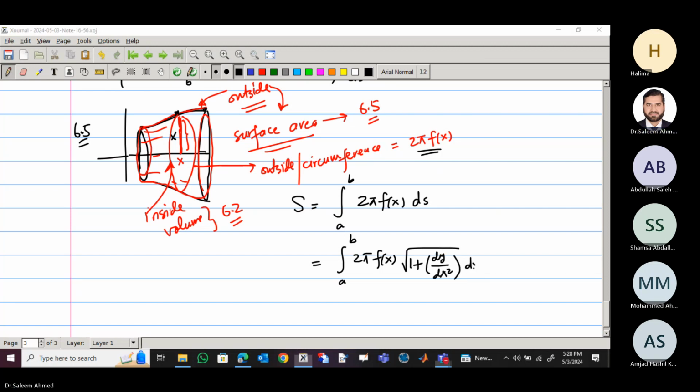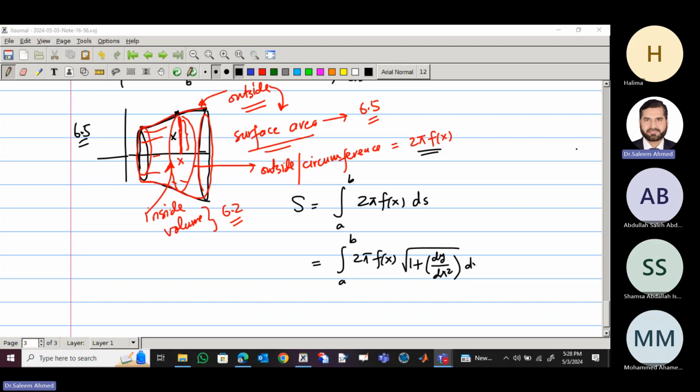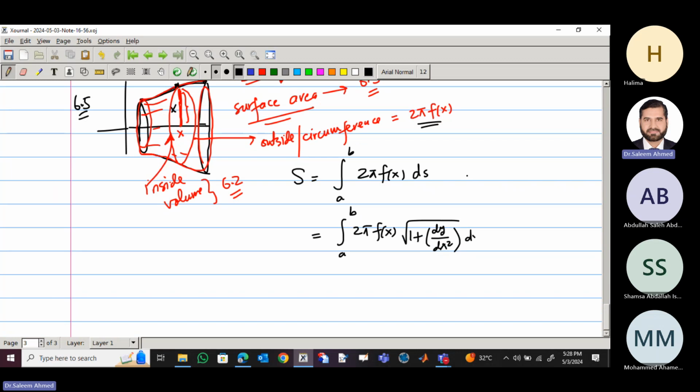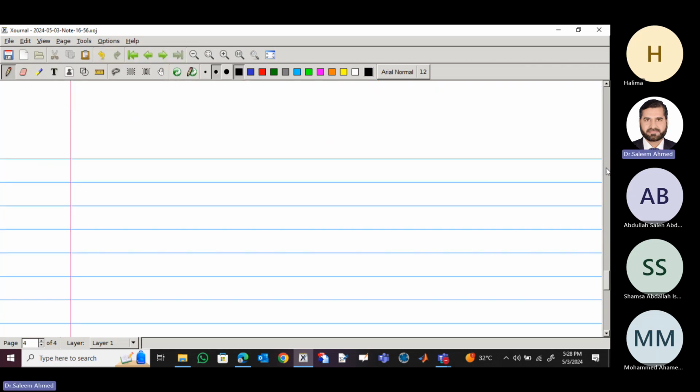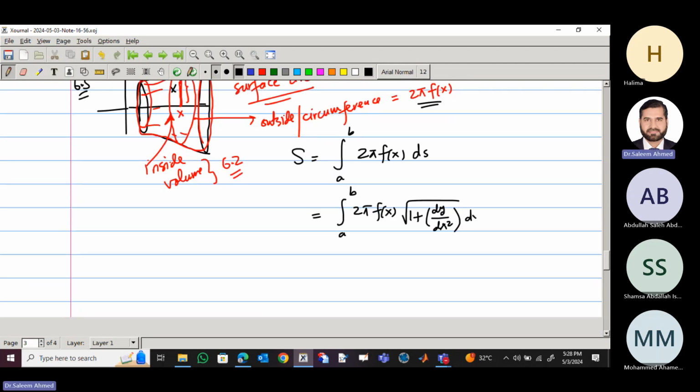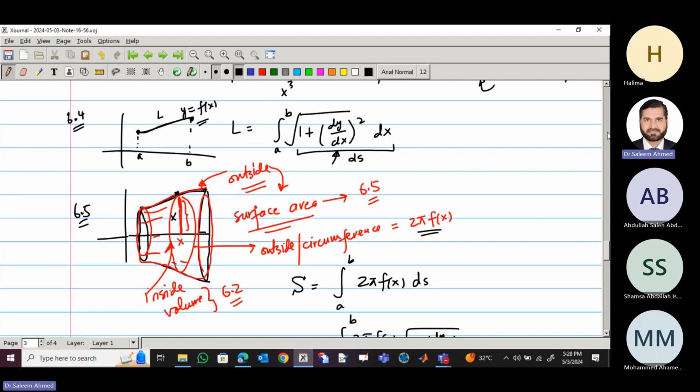Dx. So if I only integrate this portion, it gives me the length of the curve. But if I multiply this with 2 pi f(x), which is the circumference of the circle, it gives me the area of the surface of revolution. Surface area. It is not the volume, surface area. Okay. So these two formulas are given.